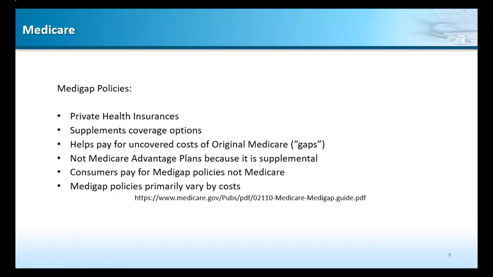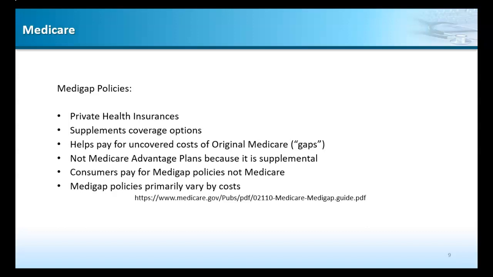Medicare also has additional Medigap policies, and these Medigap policies are additional insurance plans that you can buy that are meant to fill the gap in services not covered under Medicare. That's why it's called Medigap. These are private health insurances, and they offer supplemental coverage options for people who need additional coverage for their health care. It helps pay for those uncovered costs of the original Medicare plan. And again, that's why it's called Medigap.